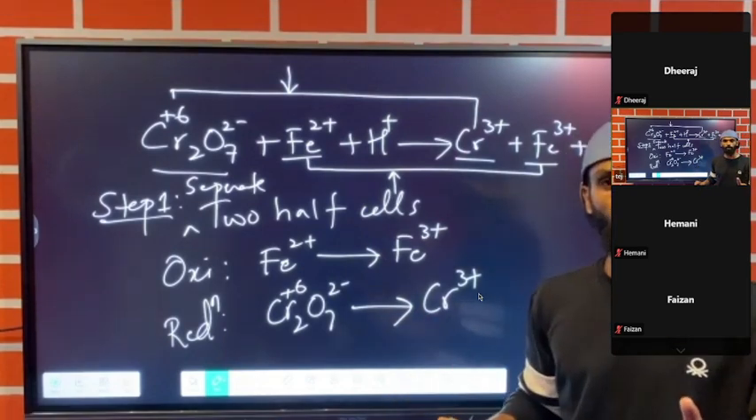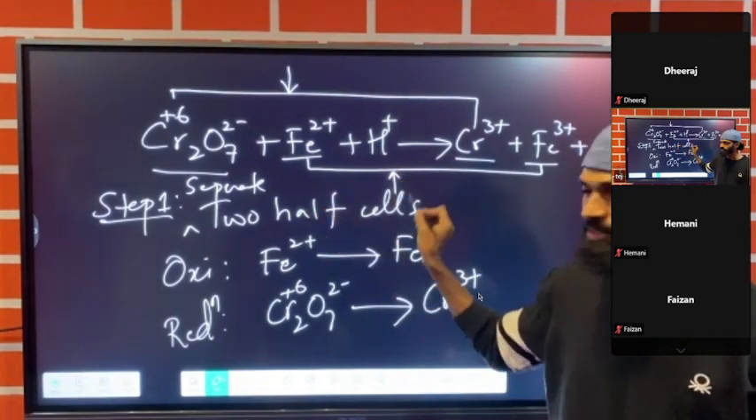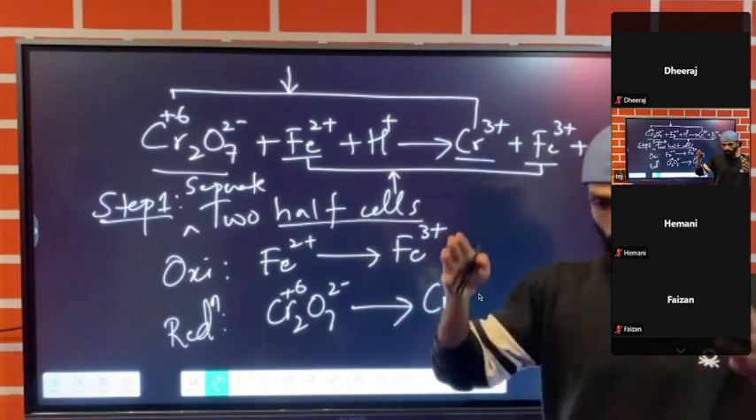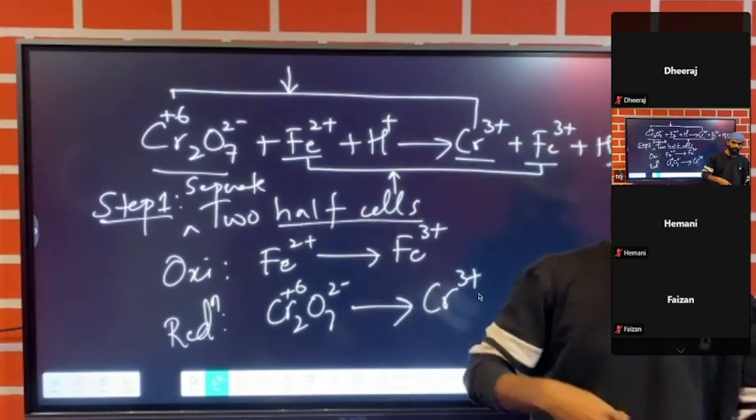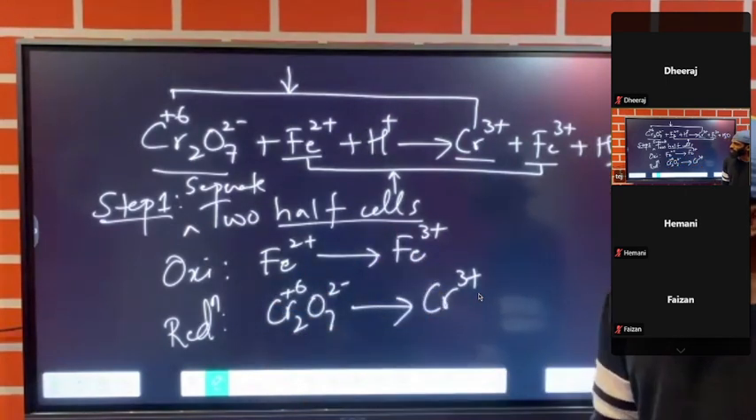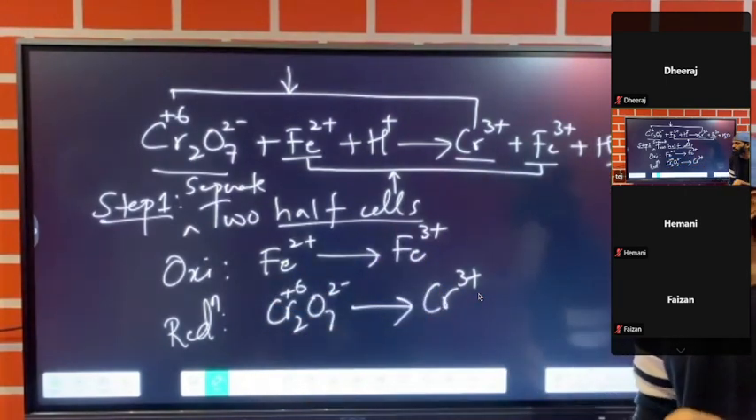Any doubt here at this point in separating the two half cells? It is your duty to. The meaning of half cells I also told you. In one setup, there'll be a reduction half and an oxidation half. It is your duty to separate both of them. Now, why are we trying to separate? In simple language, to make it simpler for us in the next step.